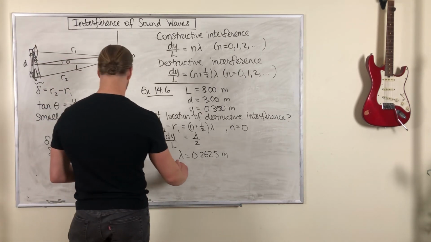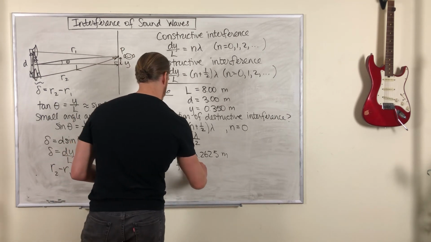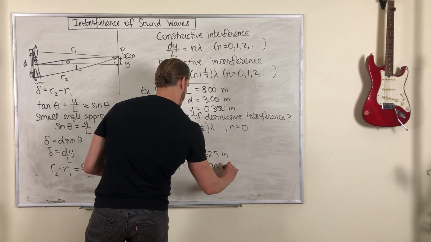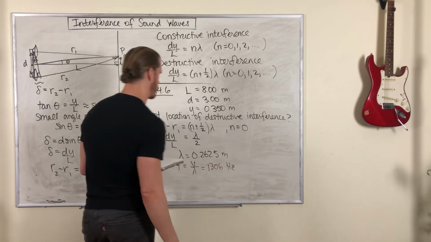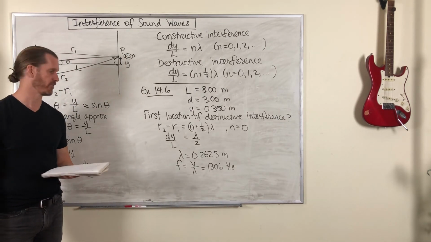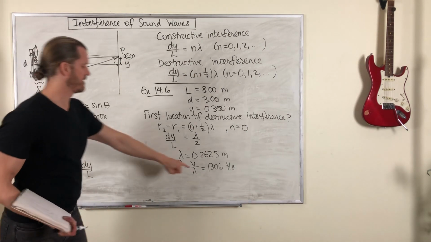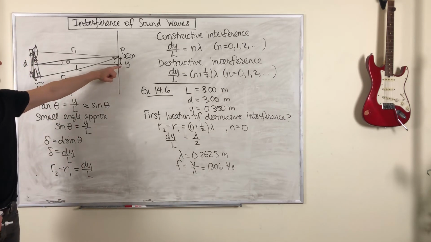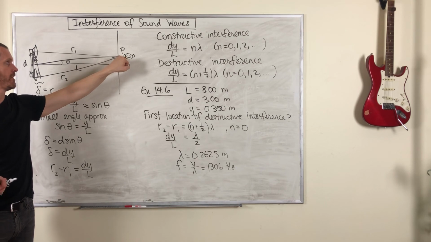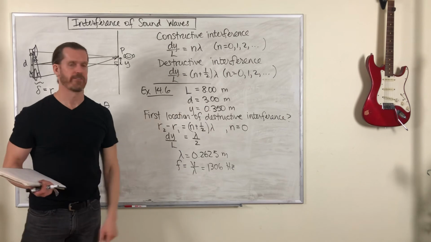And the frequency of sound that must be playing then is v over lambda, or 1306 hertz. That's where we're assuming v is 343 meters per second at room temperature. So if these two speakers are playing this frequency, that will produce a first minimum, a first location of destructive interference at this point right here, 0.35 meters away from the center.